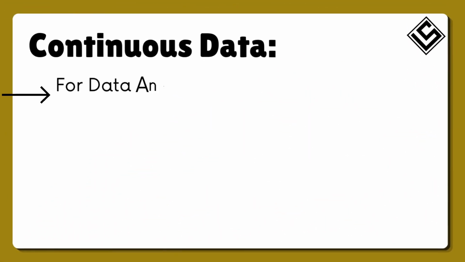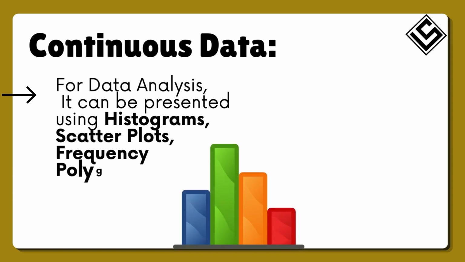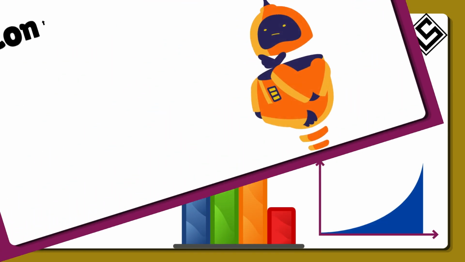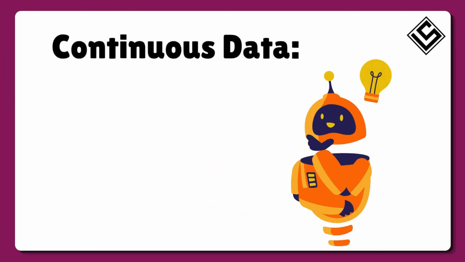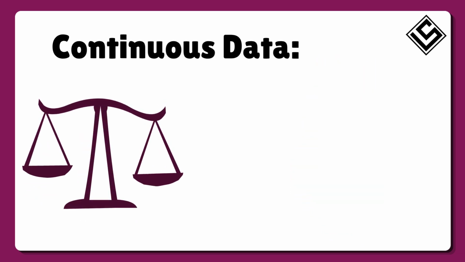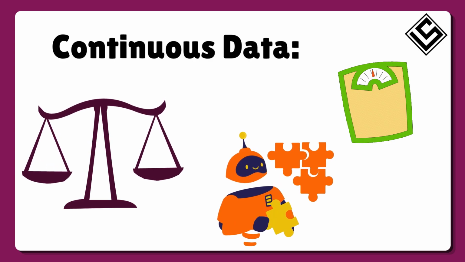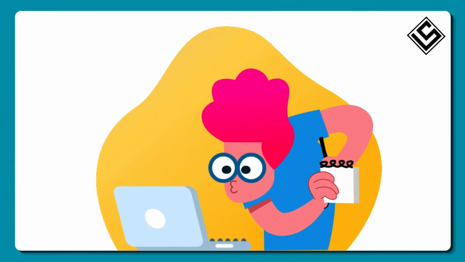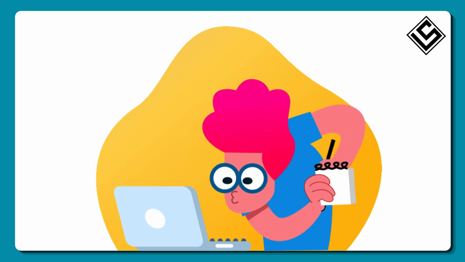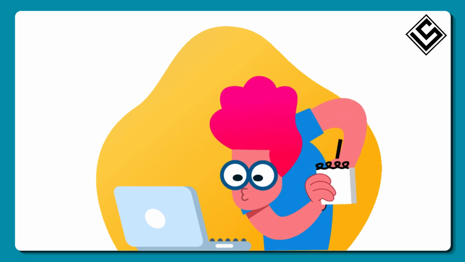For data analysis, continuous data is commonly represented using histograms, scatter plots, and frequency polygons. So, we can conclude that continuous data is a type of data that is measurable, can be divided into smaller parts, and can take any value within a specific range, including fractions and decimals. Now that we've understood both discrete data and continuous data, let's compare them side by side to clearly understand the differences between both.